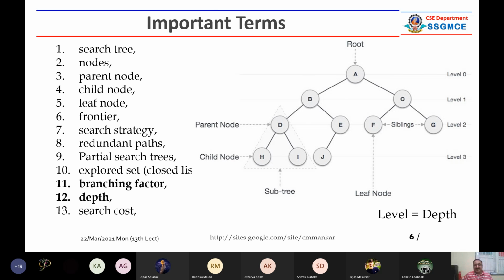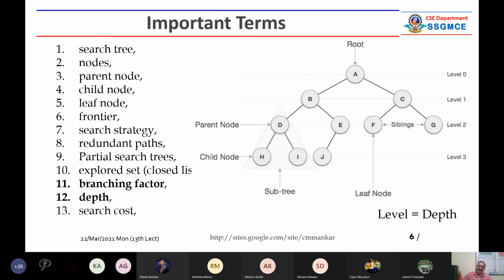Then the lowest level or highest level is level number 3 or depth 3. The nodes which are at the end of the level or depth, the last end from the root, are called leaf nodes. So here H is an example of a leaf node, and J is an example of a leaf node.